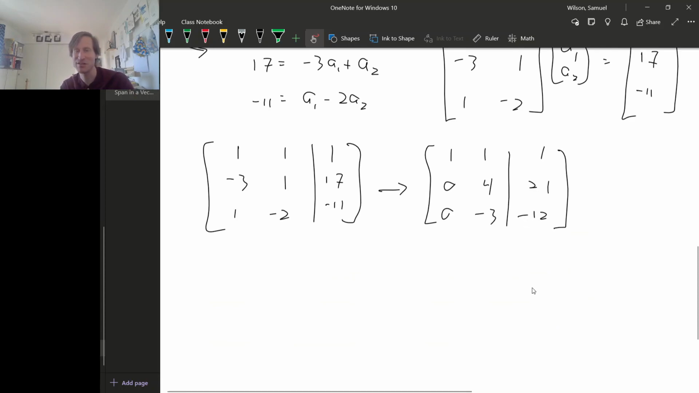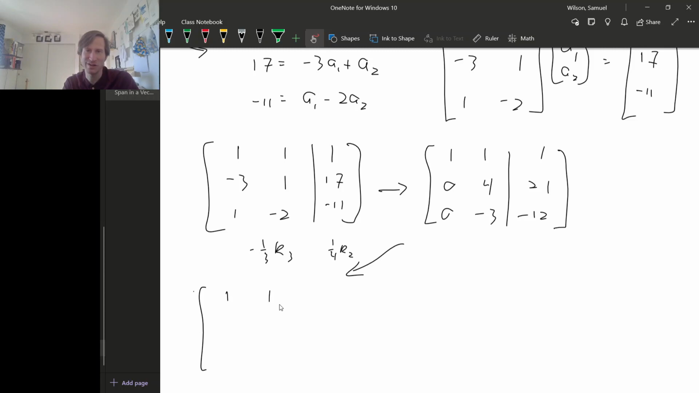Now I'm hesitating because I thought I set this up so there's actually a solution, but maybe I screwed up. So let's see, we can do third row times minus a third, and we can do second row times 1 over 4. So 1, 1, 1, 0, 1, 21 over 4, 0, 1, plus 4.